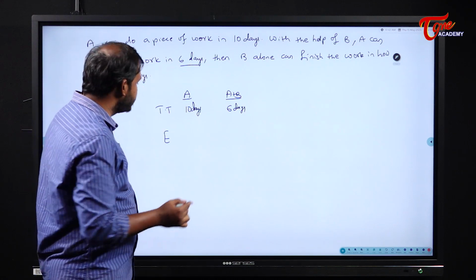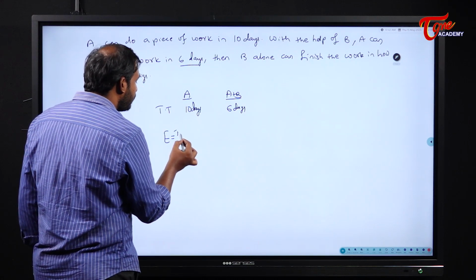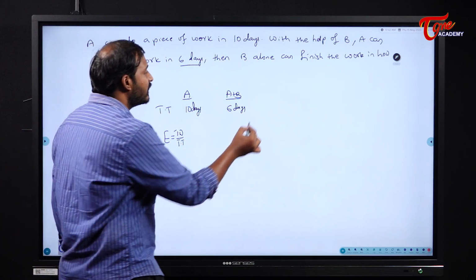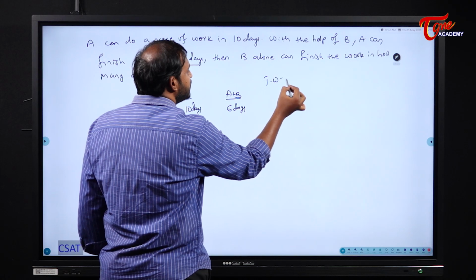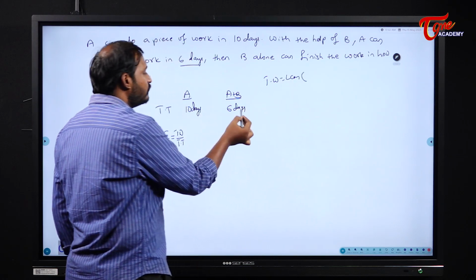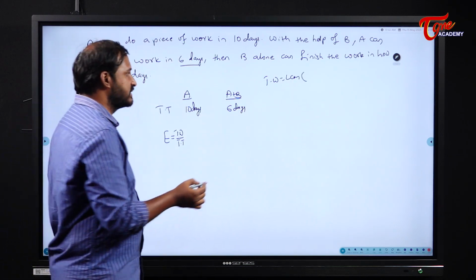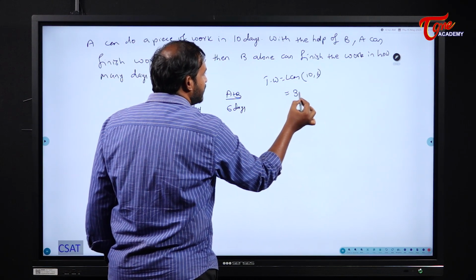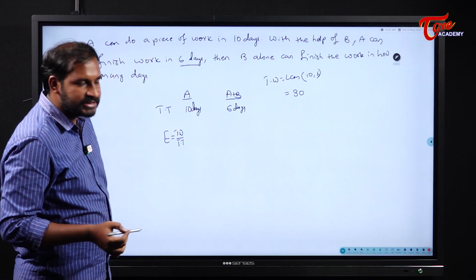Before writing efficiency, efficiency is what? Total work by time taken. So we need to find the total work. Total work is nothing but the LCM of the given times. What are the two times given for us? 10 and 6. What is the LCM of 10 and 6, students? It is 30.